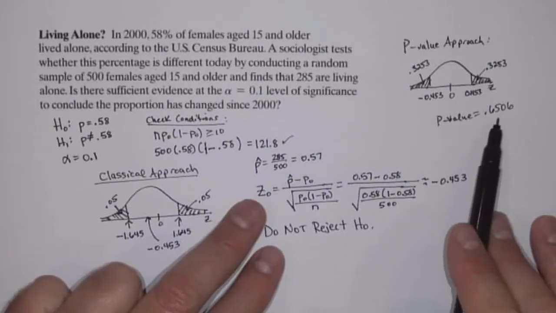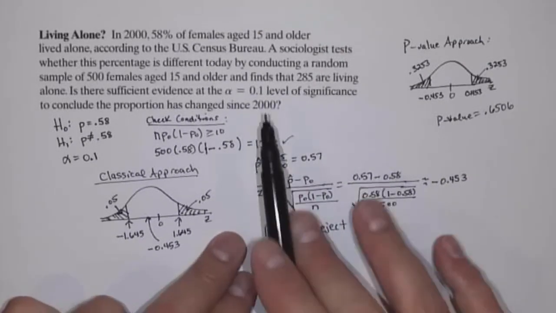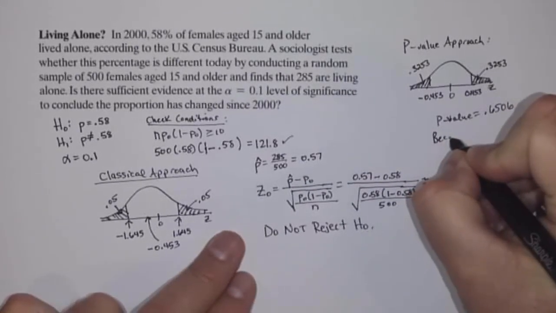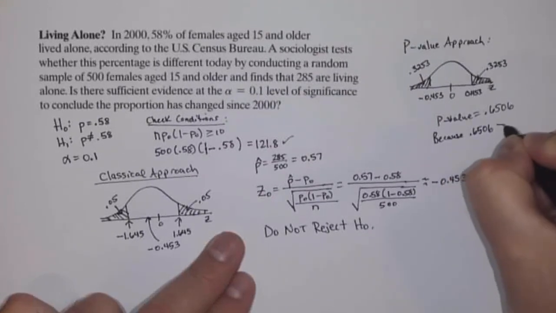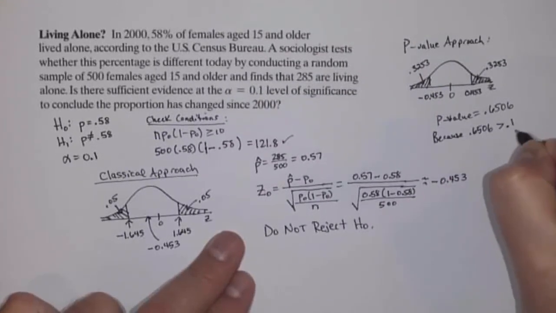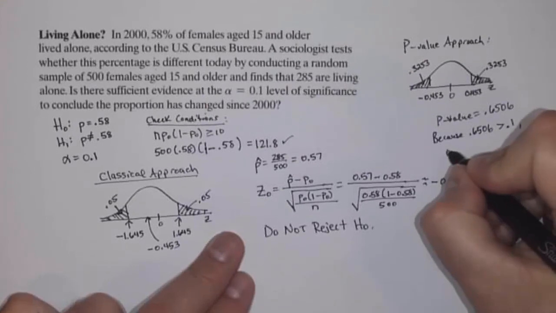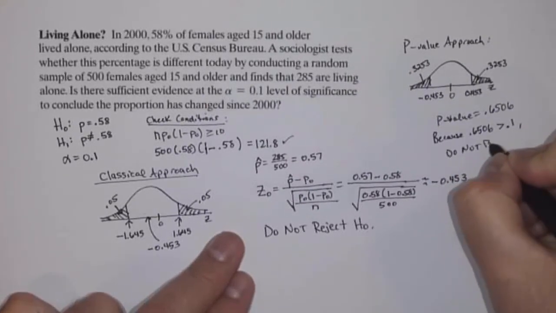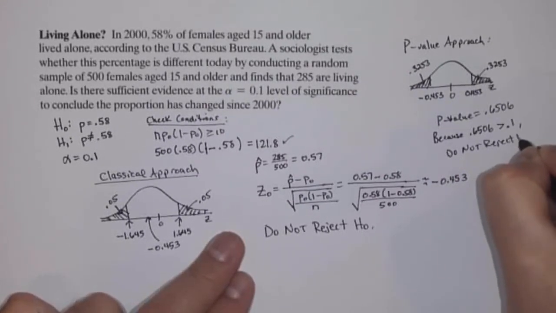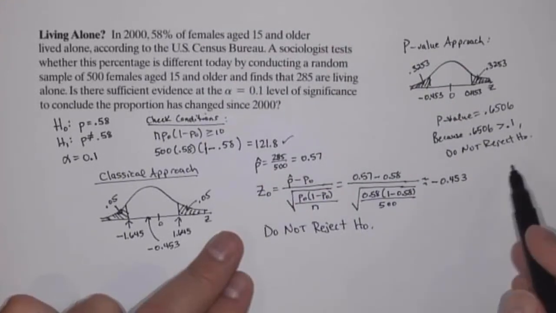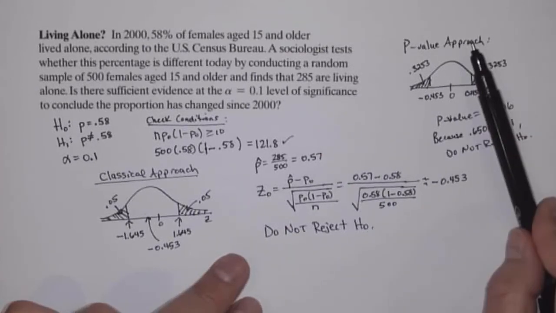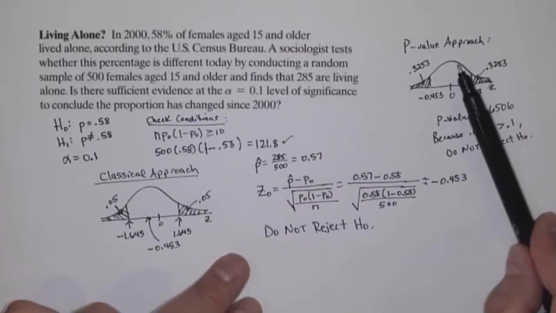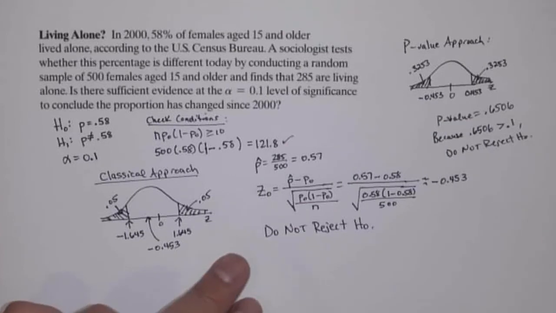Now, because 0.6506 is bigger than 0.1, because 0.6506 is greater than 0.1, we do not reject the null hypothesis. So we do not reject the null hypothesis. Whether we use the classical approach or the p-value approach, either way we came up with the same conclusion: do not reject the null hypothesis.